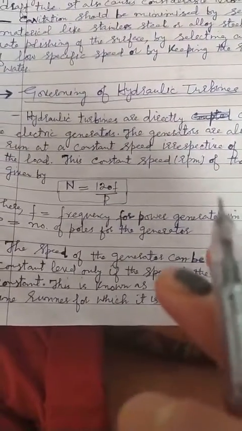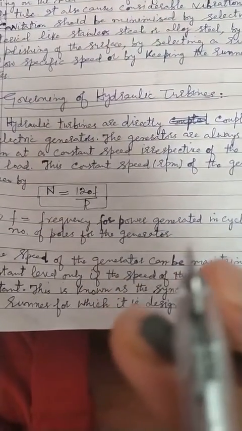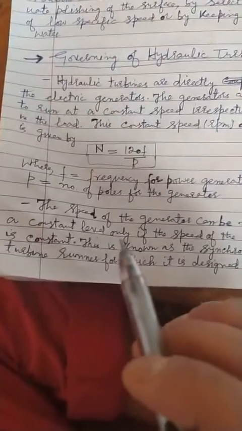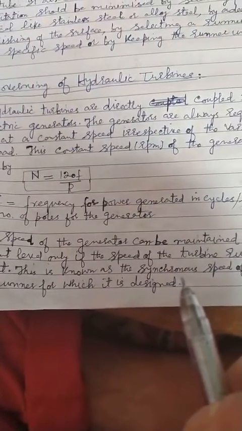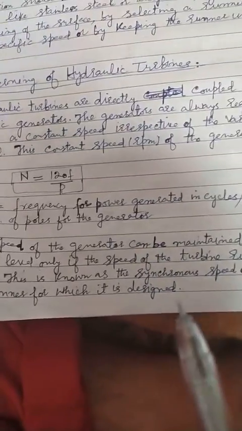So constant speed of the generator is dependent upon the speed of the runner, and the speed of the runner is dependent upon the flow of water. Okay, this is known as the synchronous speed of the turbine runner for which it is designed.